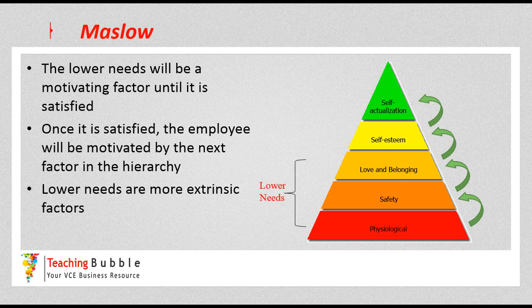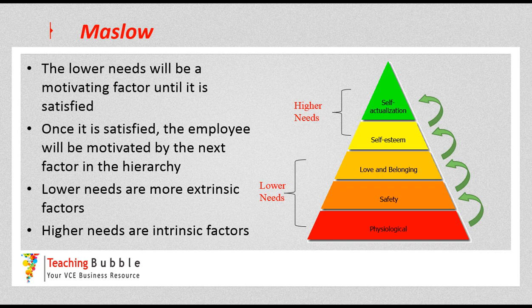So we can class the bottom 3 levels as lower needs, and the reason we do that is we can look at those and say that these are more extrinsic factors, things that are given to the employees, things like basic working conditions, pay, job security, all those types of things. And then the higher needs are more intrinsic factors, so things that are motivating from within, that really come from within the employee themselves.